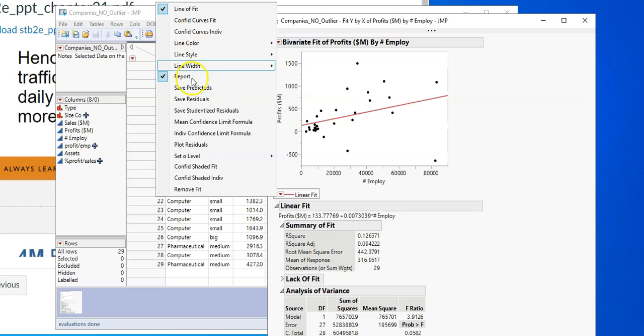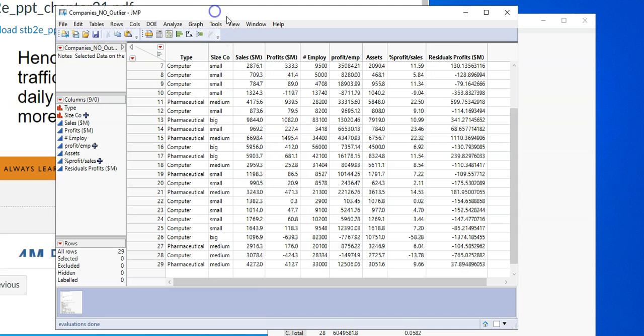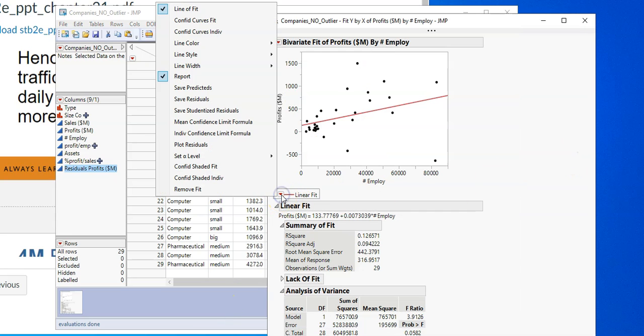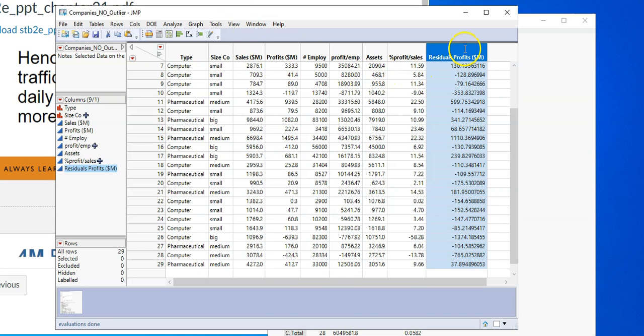Do you see residuals here? Save residuals. So I click on save residuals. Residuals are being saved on the actual data at the end. One more time, I click on the red triangle of linear fit, click on save residuals, and where are they saved? They're saved at the end of my data.